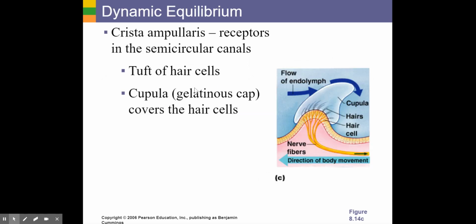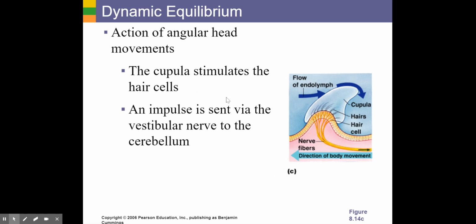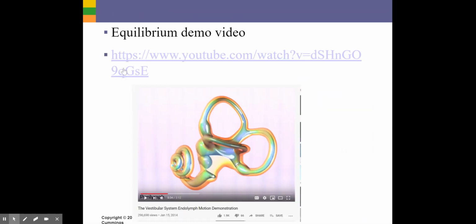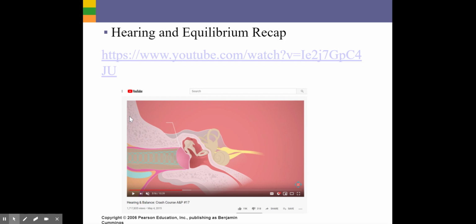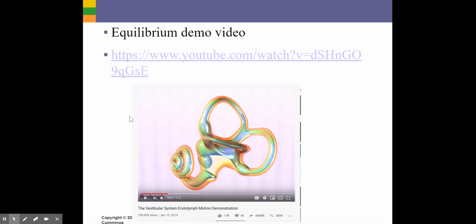This just shows a little bit more of how that happens. So when the lymph flows over the top, it takes that little cap with it, the cupula, and bends it, and then the hairs bend with it. Okay, just talking a little bit more about that. So an impulse is sent, so that essentially gives us that idea. This explains that much better than what I just did. So I'll go through and I'll post that so you guys can see that. And then this talks a little bit of a recap of those basic processes.